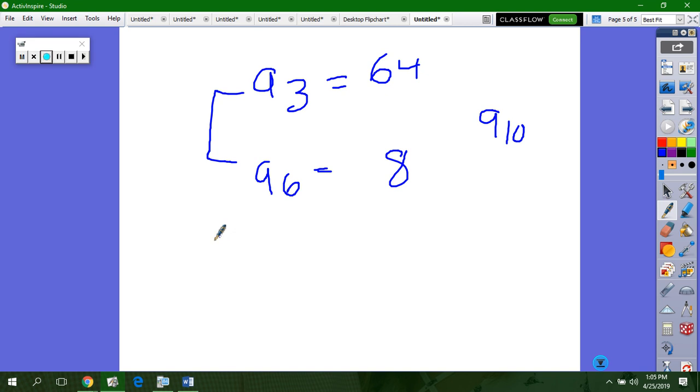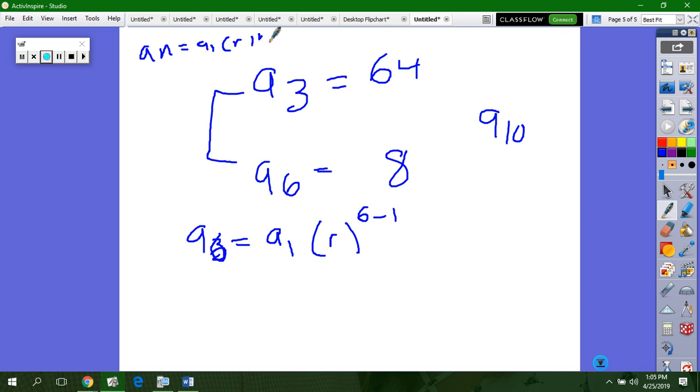Okay, so if I know a sub 3, I could go a sub 1 to the r. Actually, let's change that 3 to a 6, because we have the 6. And then this would be 6 minus 1, because I replaced the n with a 6. Do you guys see what I did there? Because remember, our equation was a sub n equals a sub 1, parentheses r to the n minus 1. So I just put in 6 for n, so therefore up here I put in 6. Does that make sense to everybody? Yes, no?